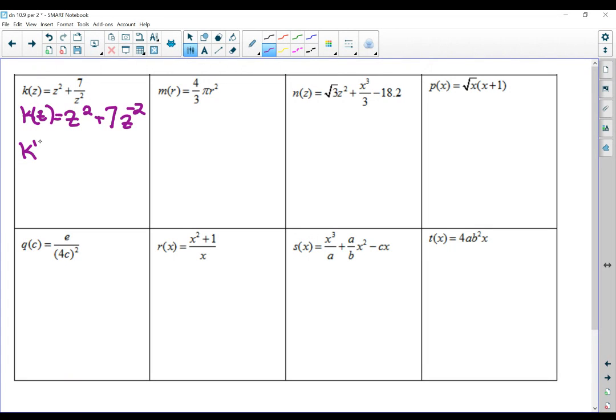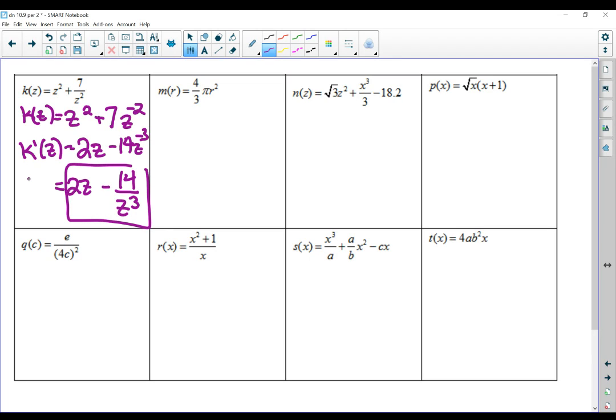Now I'm going to find k prime of z, which would be 2z minus 14z to the negative 3. And then if I clean that up, that'd be 2z minus 14 over z cubed. Okay. And you could call that k prime. I could have also been like dk dz if I was feeling slopey. Okay, I'm going to feel slopey here.